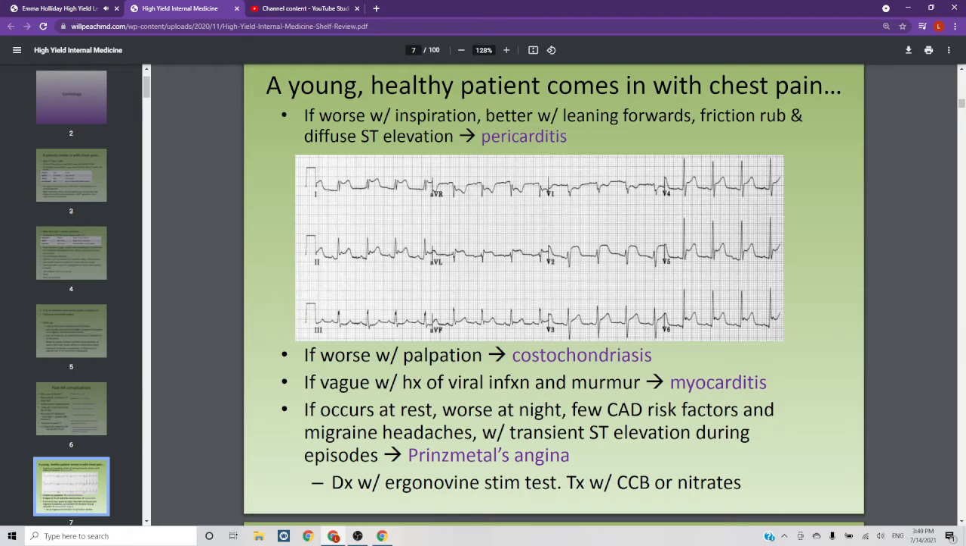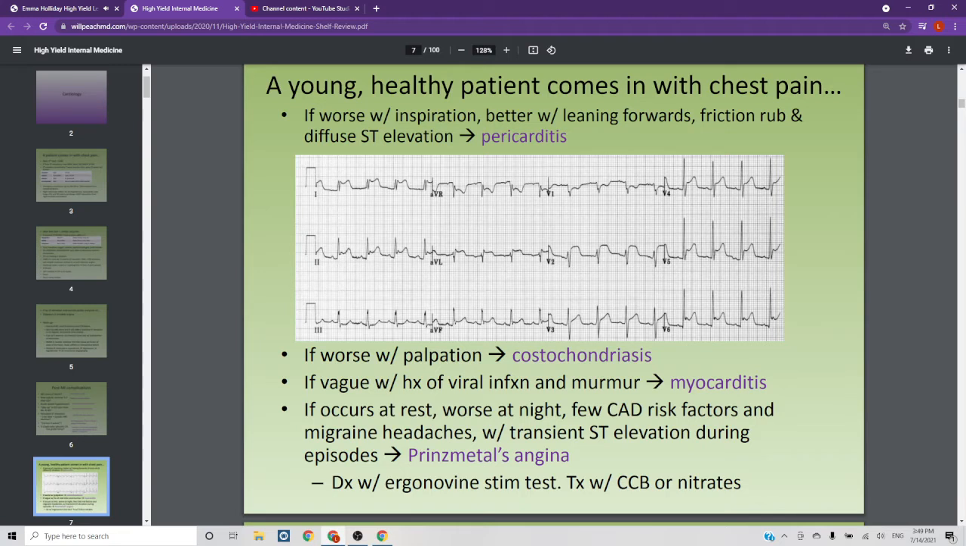Yes, diffuse ST elevation. Please know this EKG because you might see it. So what does diffuse ST elevation tell you? It tells you pericarditis. So other things they might tell you in the clinical vignette, the chest pain is worse with inspiration or pleuritic. It's better when they lean forward, so position affects the chest pain.